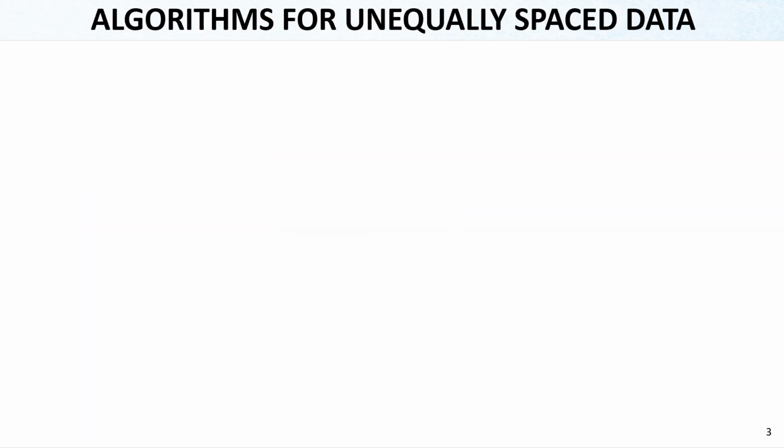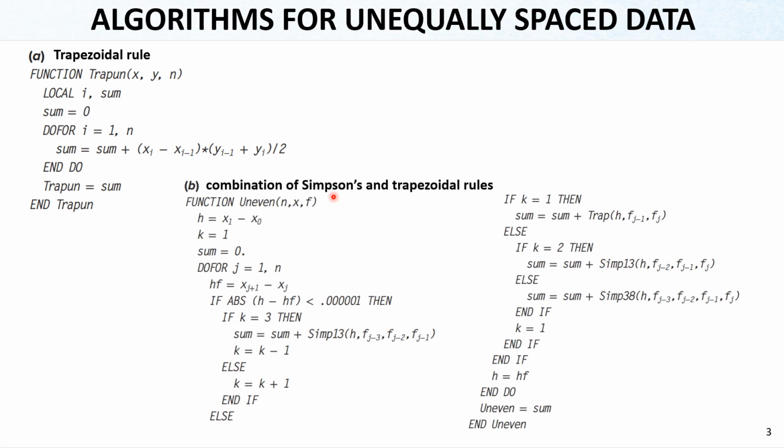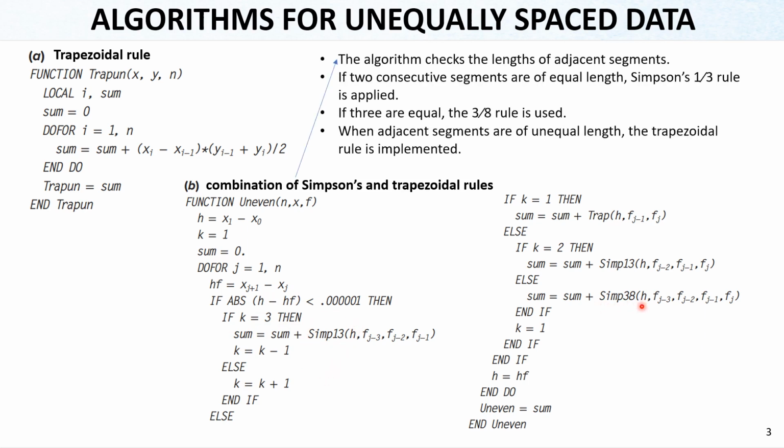So we can use an algorithm to be able to write a code for unequally spaced data. For the trapezoidal rule application, it's very simple. Just use the trapezoidal rule on each segment, then sum it with the previous one and get the final result by summing them all using this for loop actually. With the combination of Simpson's and trapezoidal rules, first we need to define the differences between the points of each segment, to see if there are actually equal points. If it is 3, then you can use Simpson's 1/3, and if it equals 4, then you can use 3/8.